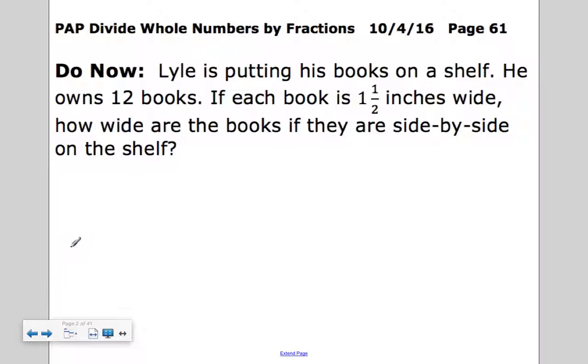Lyle is putting his books on his shelf. He owns 12 books. Each book is 1.5 inches wide. How wide are the books if they are side by side on the shelf? So in other words, he has 12 groups of 1 and 1/2. Do you want to do repeated addition of 1.5 plus 1.5 plus 1.5 and so on? You could if you want to, but repeated addition is just multiplication.